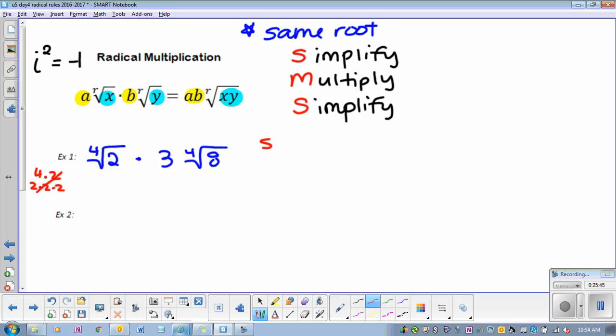All right, so now then I have to do M, which is multiply. So multiply your outside numbers together and then multiply your inside radical numbers together. So outside, over here, basically I have 1, right? What's 1 times 3? 3. 3 on the outside. And then it's a fourth root, right? What's on the inside? 2 times 8, which is 16, right?